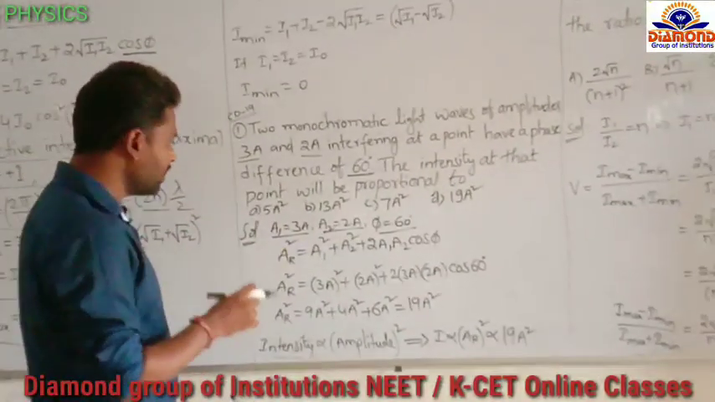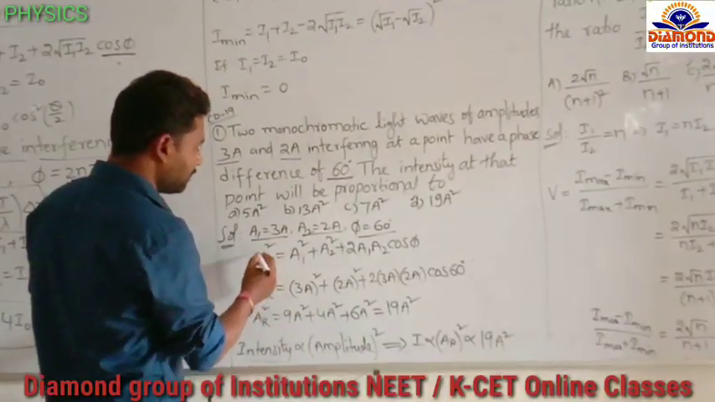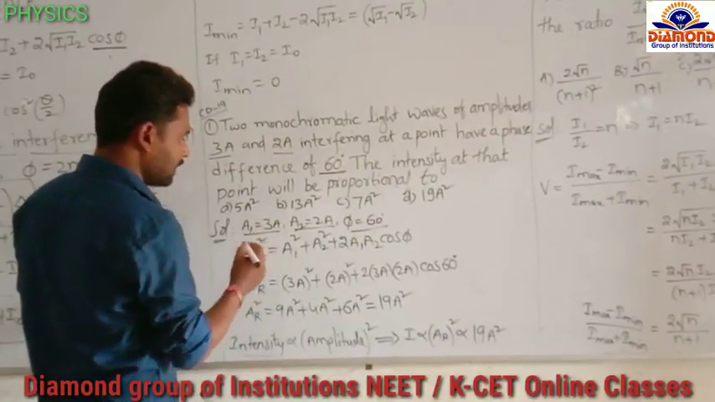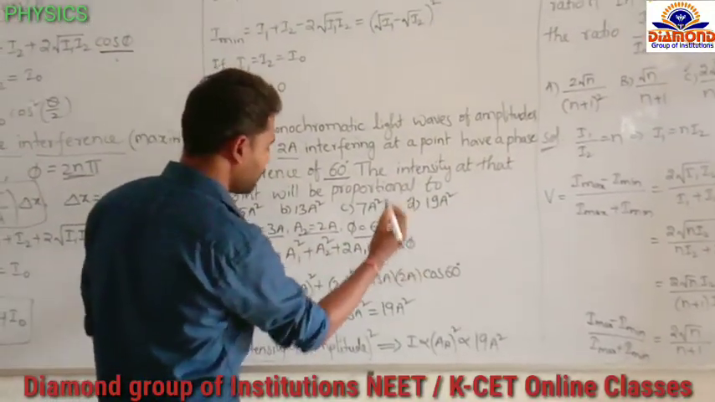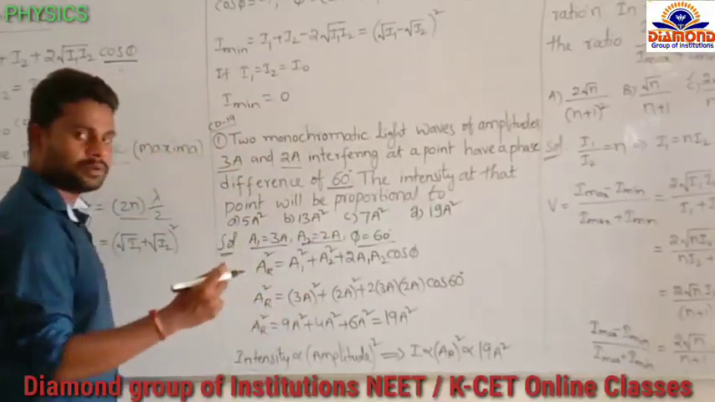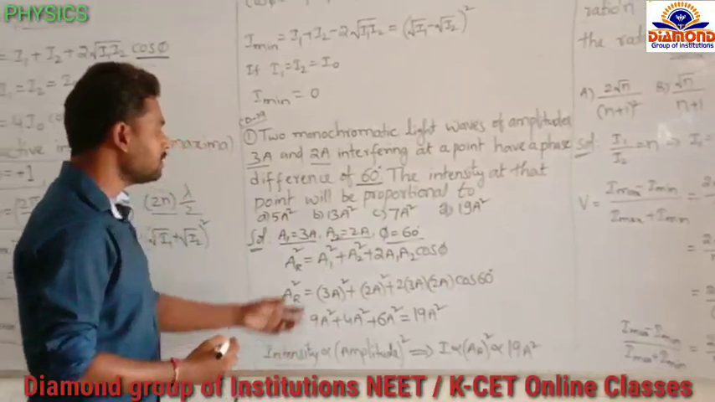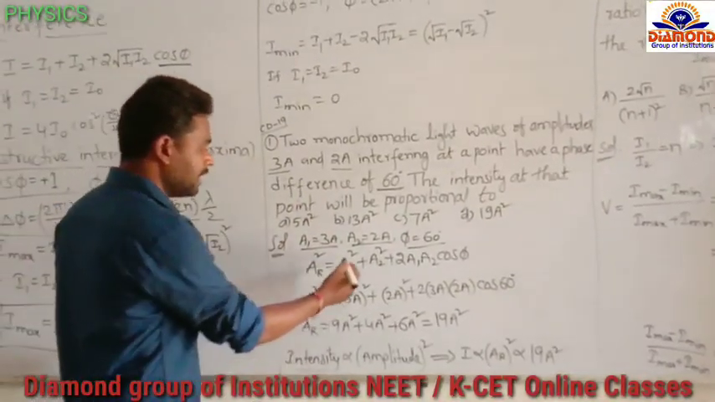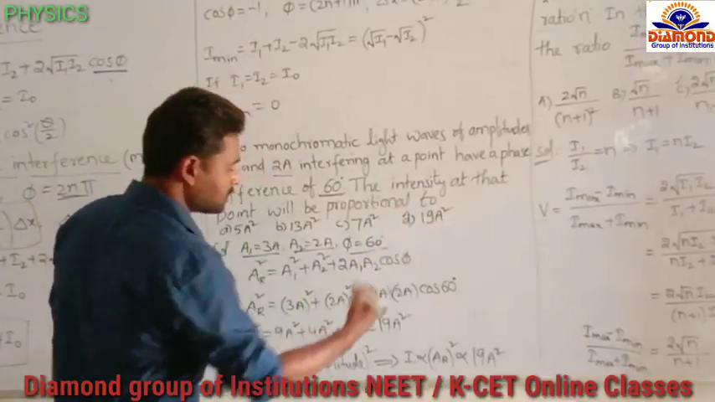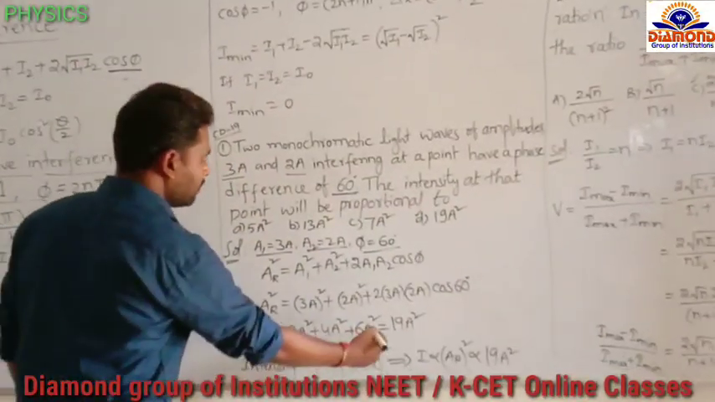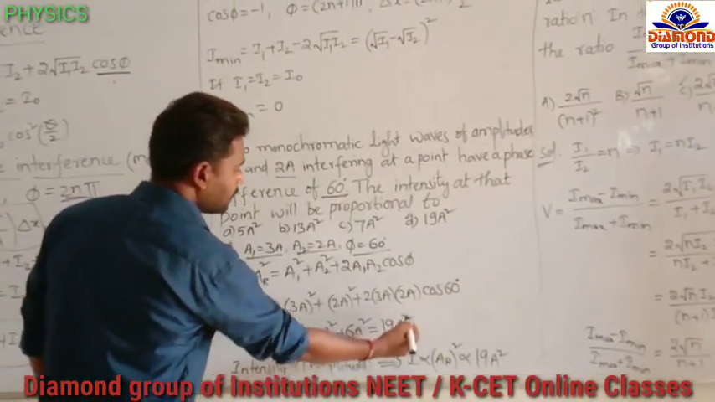Then the resultant wave amplitude formula is AR square equal to A1 square plus A2 square plus 2 A1 A2 cos phi. A1 and A2 are the amplitudes of the two waves and phi is the phase difference between the two waves. Now substitute these values. A1 is 3a and A2 is 2a and phi is 60 degrees. Substitute and simplify, we will get the resultant amplitude AR square equal to 19a square.